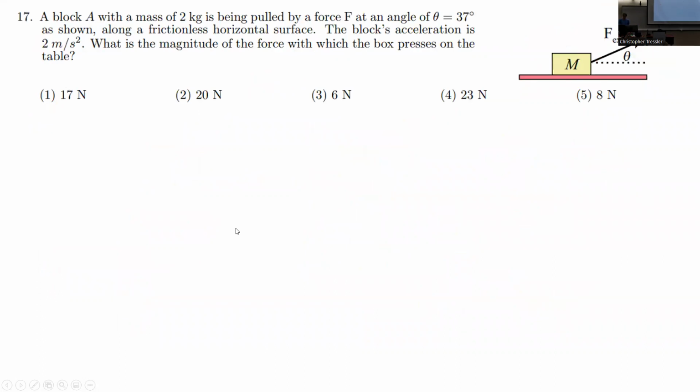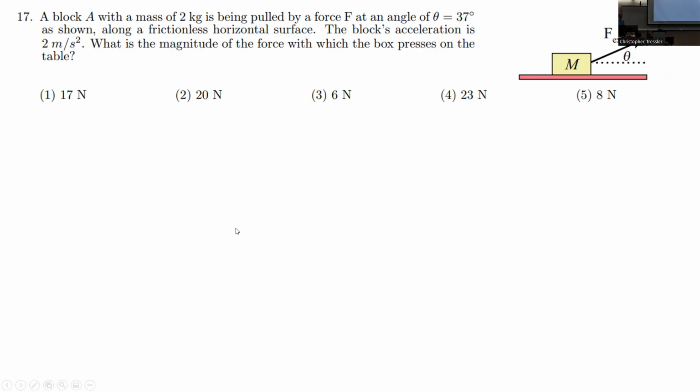All right, so then we have 17. A block A with a mass of 2 kilograms is being pulled by a force F at an angle of 37 degrees, as shown, along a frictionless horizontal surface. Oh, this problem is kind of juicy, guys. The block's acceleration is 2 meters per second squared. What is the magnitude of the force which the box presses on the table?